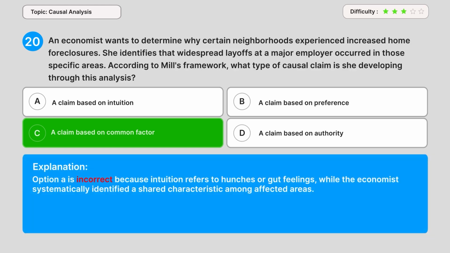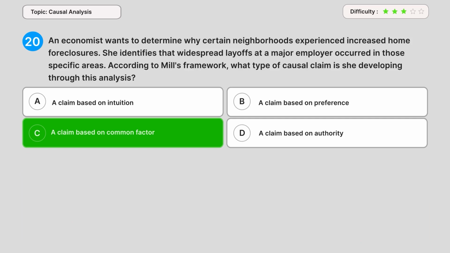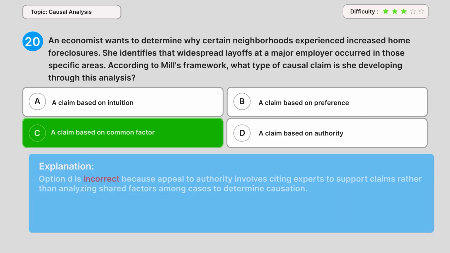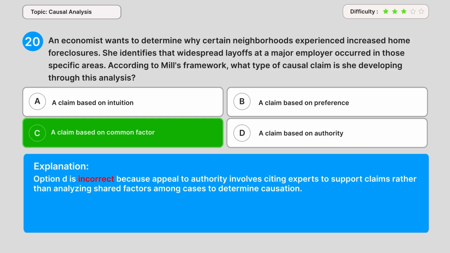Option A is incorrect because intuition refers to hunches or gut feelings, while the economist systematically identified a shared characteristic among affected areas. Option B is incorrect because preference involves subjective choice without evidence, whereas the economist analysed observable conditions to establish a causal relationship. Option D is incorrect because appeal to authority involves citing experts to support claims rather than analysing shared factors among cases to determine causation.